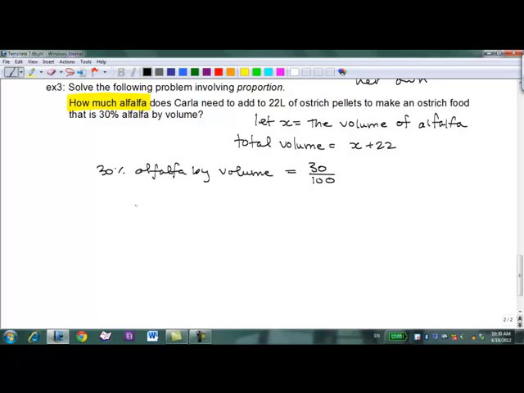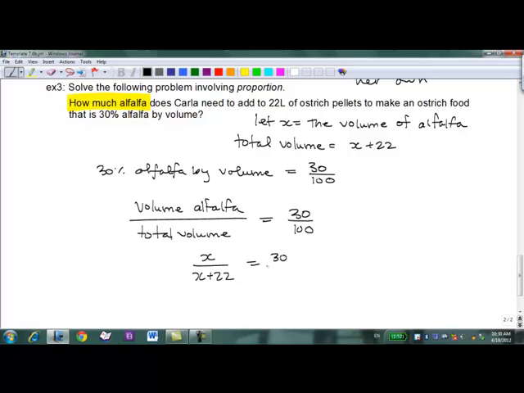So 30%, 30 over 100. That's pretty straightforward. And how do we figure that out? That's volume of alfalfa divided by total volume. And that has to equal 30/100. So the volume of alfalfa is x over x plus 22 for the total volume. That has to equal 30 over 100. So these mixing questions probably work out to be a little bit easier type questions, mostly because it's just kind of a cross-multiplying idea.